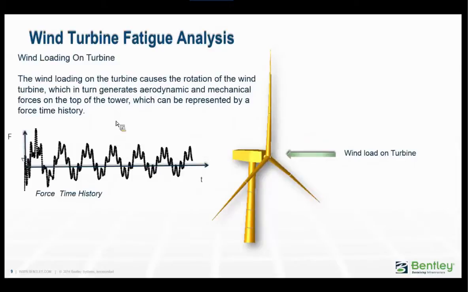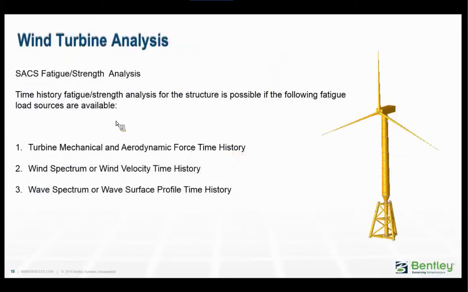The wind load on the actual turbine itself causes a rotation of the turbine, which in turn will generate your aerodynamic and mechanical loads on top of the tower. And these can be represented directly as a force time history load. So provided we have the three sources of loading, the turbine mechanical and aerodynamic force, wind spectrum or wind velocity, and wave spectrum or the wave surface profile, we can go ahead and do a full fatigue or a strength analysis of one of these structures.